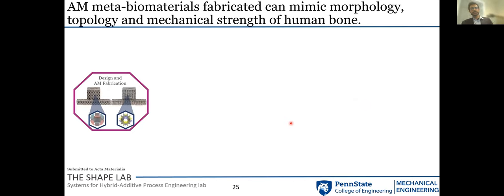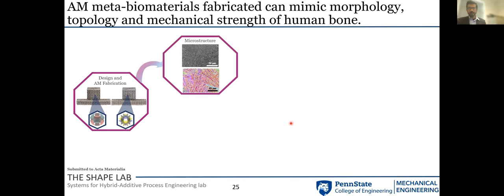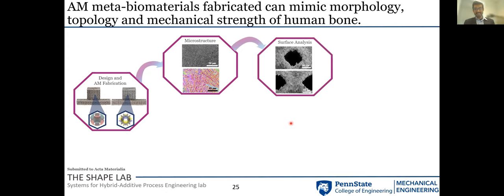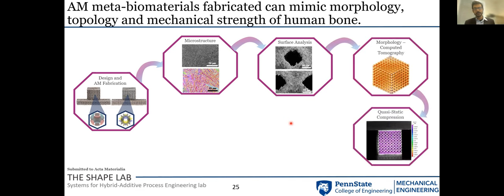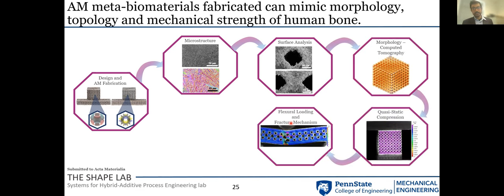That's why we call this AM meta biomaterials, where we can mimic the morphology, the topology, and the mechanical strength of human bone. So this is a very quick snapshot of this overall study where we looked at two different types of TPMS that are predominantly found in human bone. We mathematically designed it for particular loading conditions. We fabricated it, performed surface analysis, micro CT, quasi-static compression, and flexural bending as well.